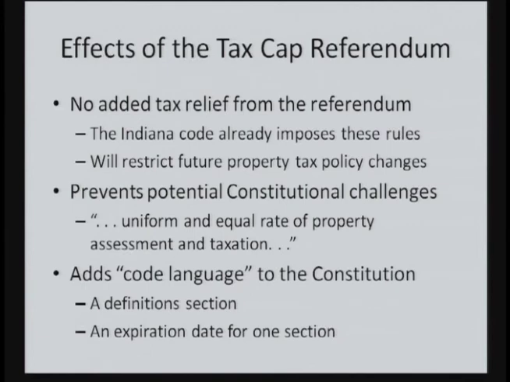Another thing the referendum will do is it will prevent potential constitutional challenges. The Constitution we have right now reads that the legislature will provide uniform and equal rate of property assessment and taxation. Well, 1%, 2%, 3% doesn't sound very uniform. The rules that we have right now in the code, the tax cap rules, might be vulnerable to a constitutional challenge if we don't amend the Constitution. If we do amend the Constitution, then the rules are in the Constitution. By definition, they are constitutional.